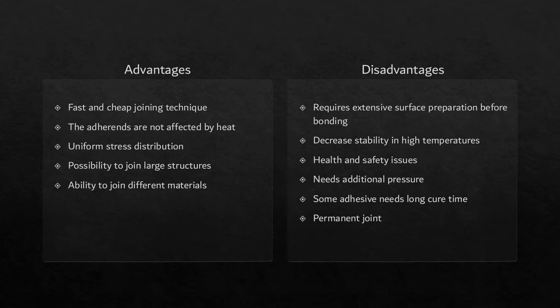And the fourth one is that it needs additional pressure. If we want to make the joint strong, we need additional pressure. The next is that some adhesives need a long cure time. And the last one is the permanent joint. It will be hard to do a bonding test if we have a permanent joint, because it will be hard to break the joint.